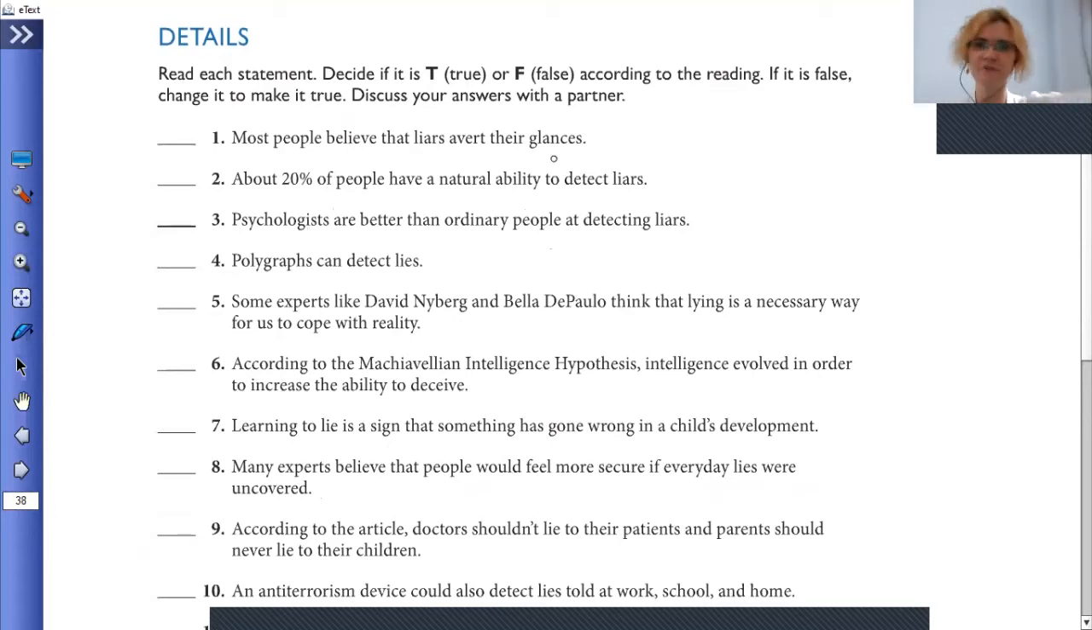Now, you don't have to scan from beginning to end. If you already skimmed the text and annotated it, you already know what is where, so you already know what specific paragraph to scan. And you have to be careful looking for keywords, because when they paraphrase, they might not use the same keyword, but another one. So look for a word that has similar meaning. So most people believe that liars avert their glances. So liars avert glances, that would be underlined, and you look for that in the text.